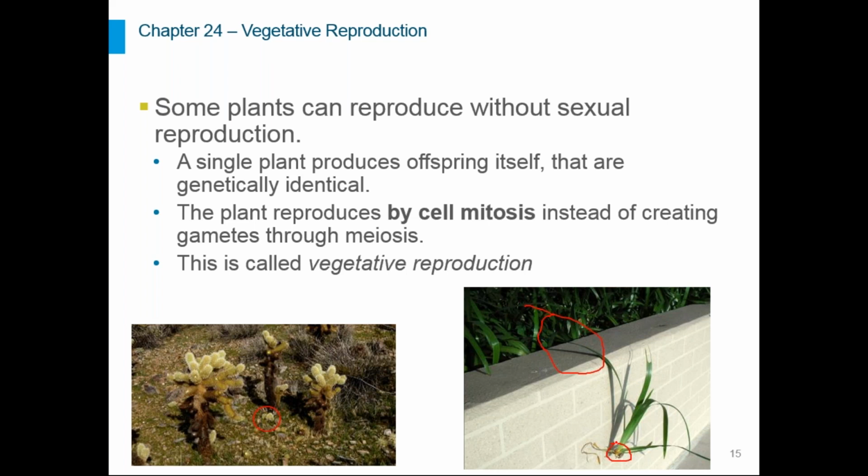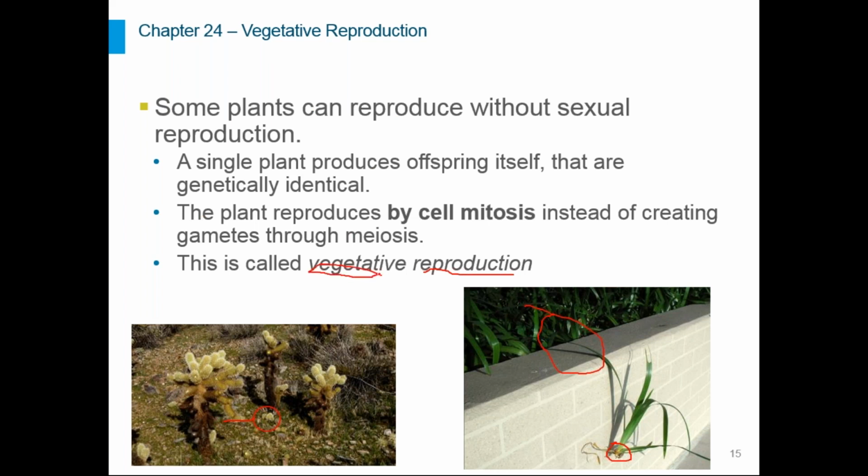Some plants, like potatoes, grow buds that turn into entirely new plants, and some species of cactus drop little clones on the ground like this, and those can just grow into entirely new plants. Okay, so those are all versions of vegetative reproduction.